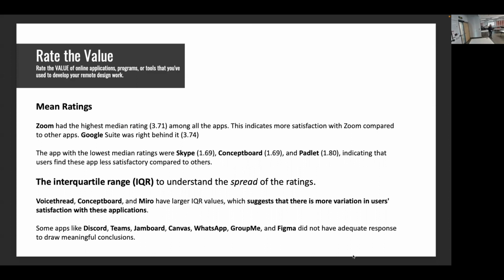disciplines. And then also looking at the spread of the ratings, and why that's important is that it can indicate a lot of variability. So VoiceThread, Concept Board, and Miro had larger IQRs, which suggested more variance in satisfaction.